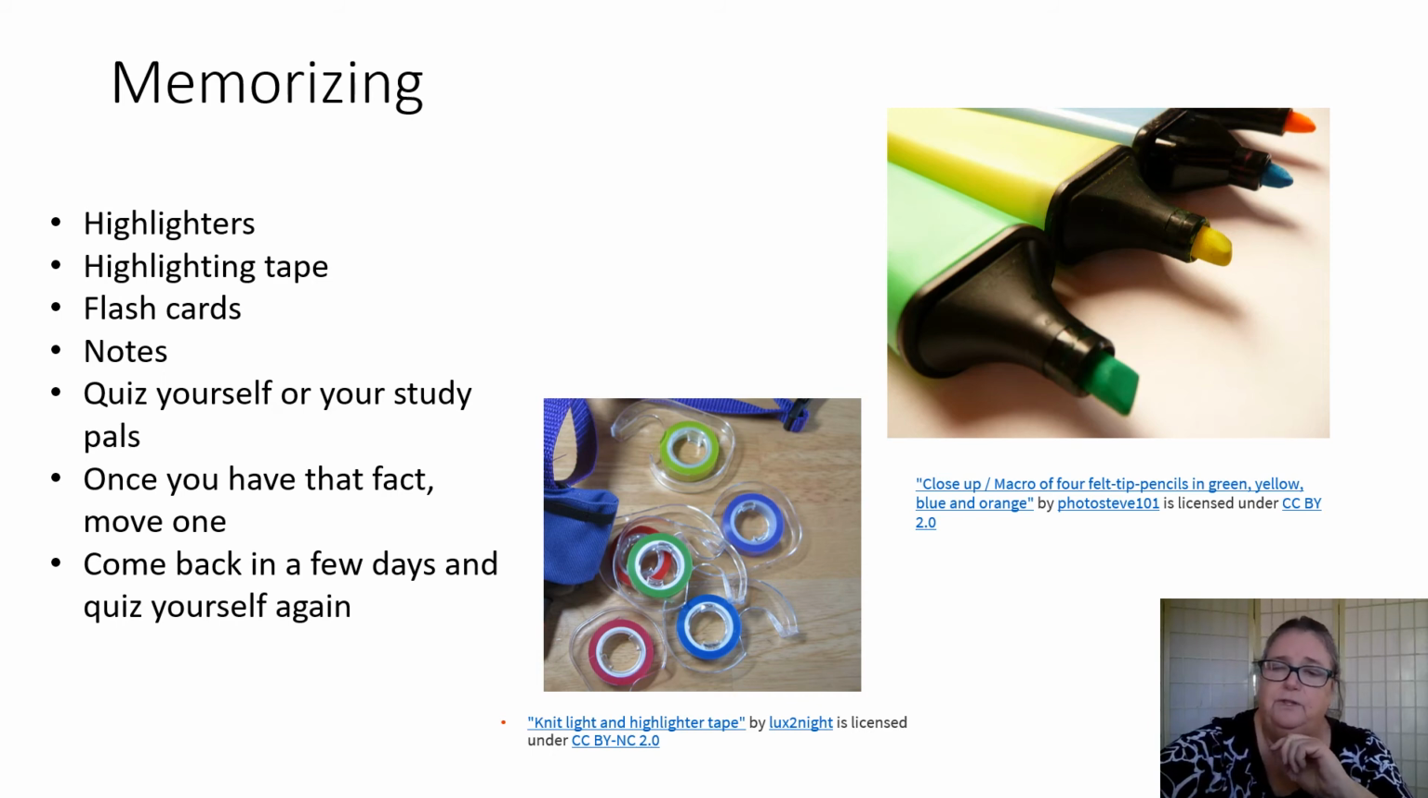And then the other thing is the highlighting tape, right? You can get this at a teacher supply store. The nice thing about the tape is you can use it as a highlighter, and then once you've gotten that material, you can remove the tape. So instead of looking at the definition of erythrocyte 30 times, once you go, oh, erythrocyte's a red blood cell, you can remove the tape.